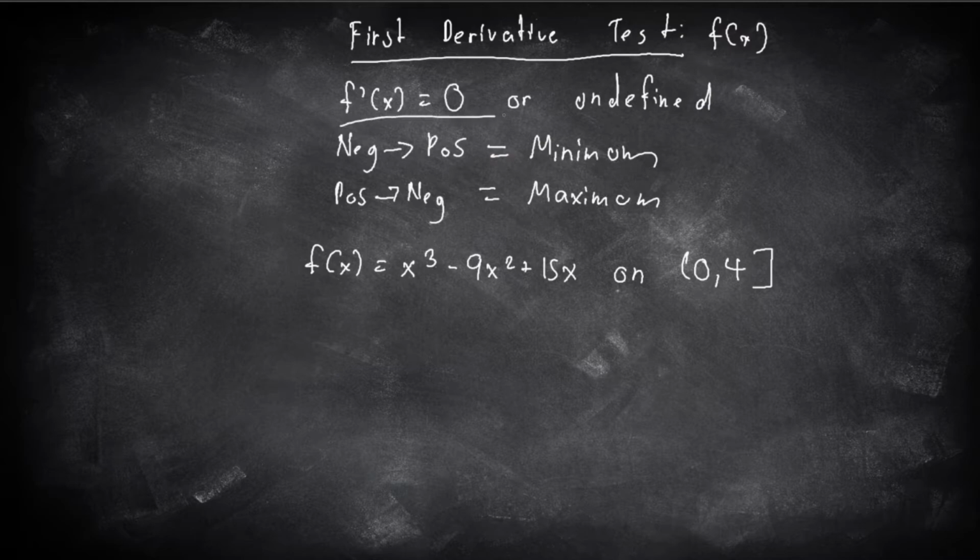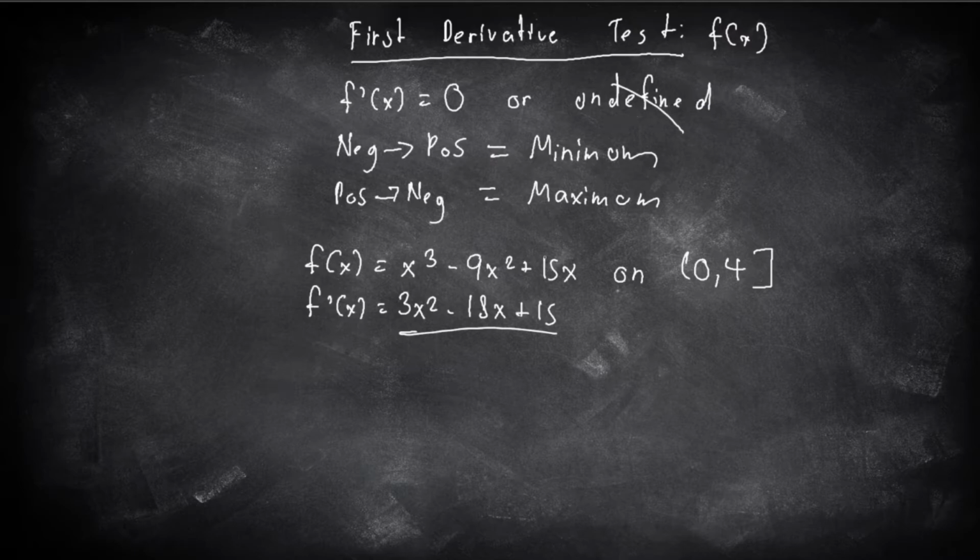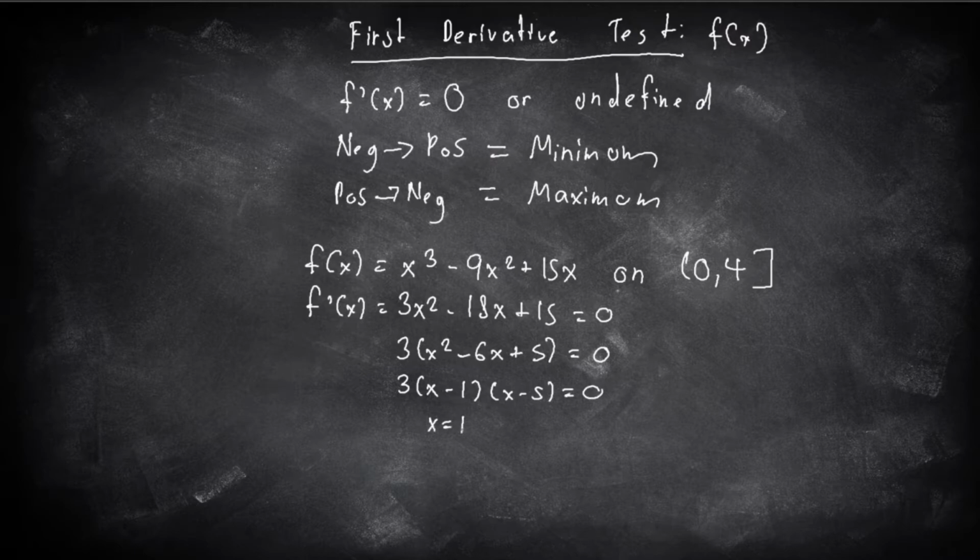So first, using our rule, find the derivative, set it equal to 0 or undefined. So that's 3x squared minus 18x plus 15. And a polynomial obviously cannot be undefined, so it's going to be 0. Factor out our 3, so that's x squared minus 6x plus 5 equals 0. Factor our quadratic, so that's x minus 1, x minus 5 equals 0. That means x equals 1 or x equals 5 to get it 0.